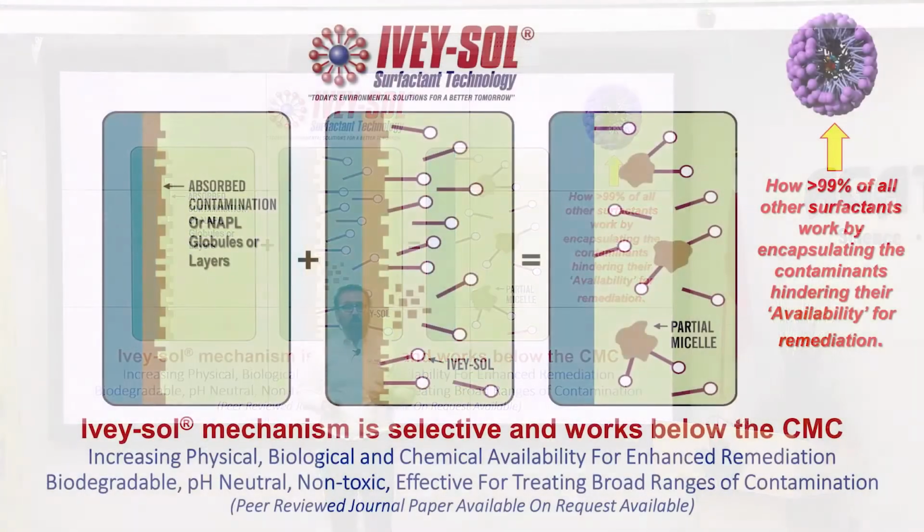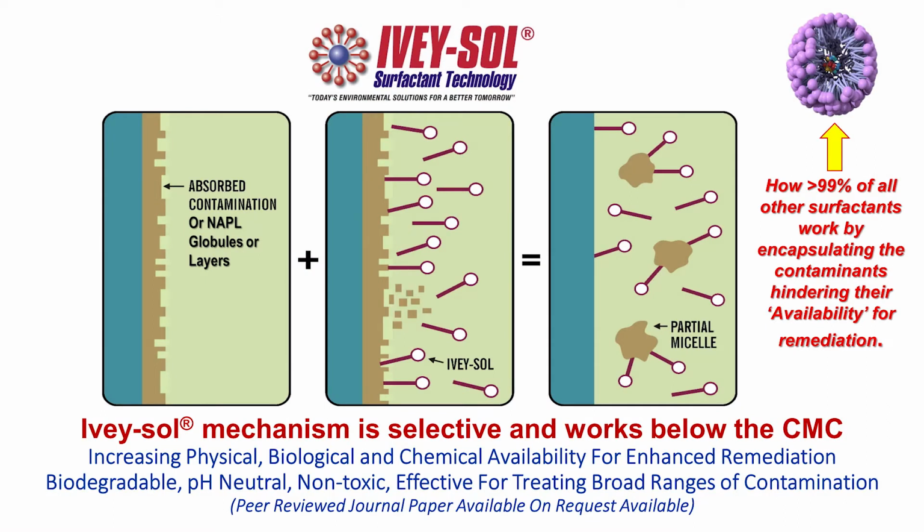Right there, I'm showing you what a typical micelle does. Well, when it's completely encapsulated, it's not really completely physically, chemically, or biologically available. Plus, it's emulsified. Try treating that through an oil water separator. Try to treat that through activated carbon or other methods you use. You'll find it'll be very difficult when it's emulsified. So that's how typically 99% of surfactants work. We didn't want to do that.